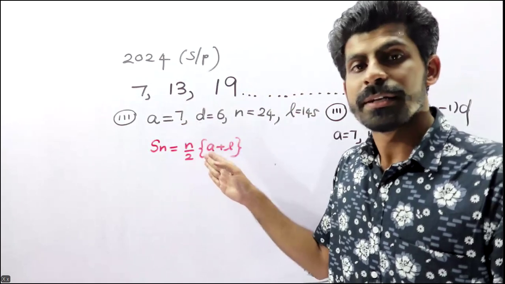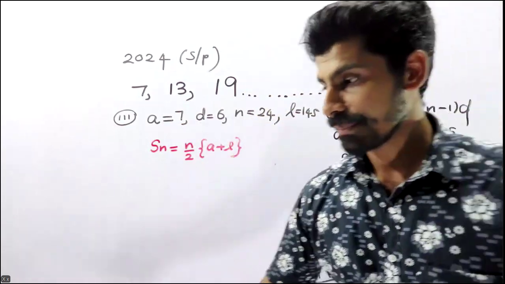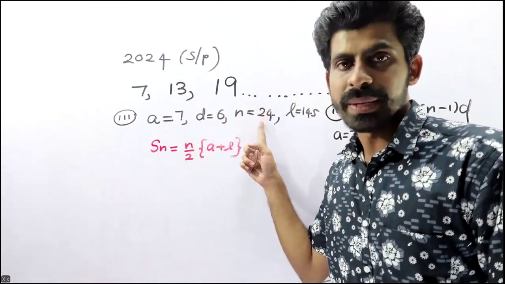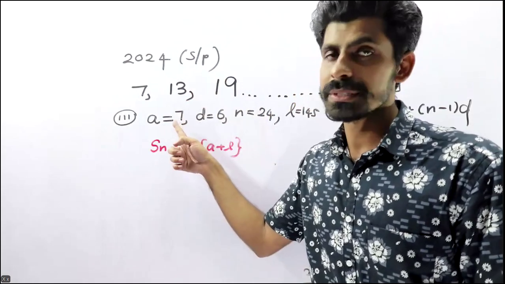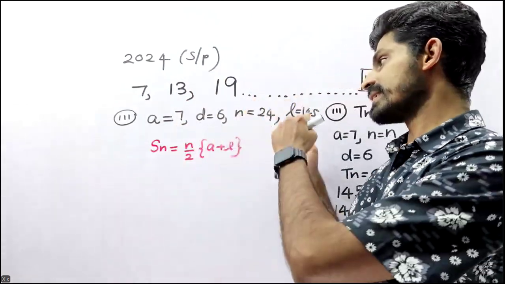N divided by 2 (a plus L). So we can apply this equation, and that one is very easy. N equals 24, a equals the first term 7, and L equals the last term 145. That's all.